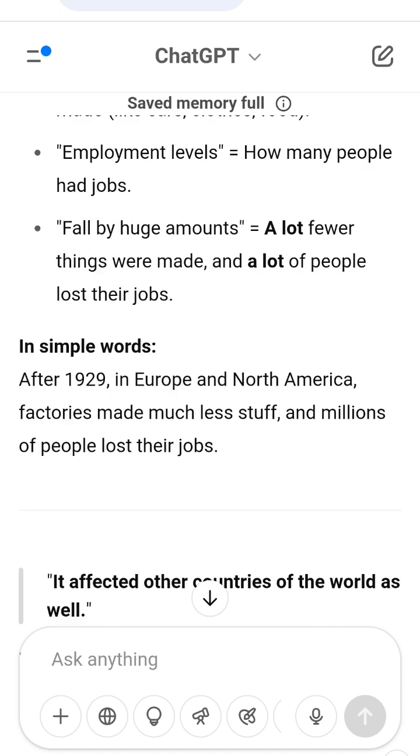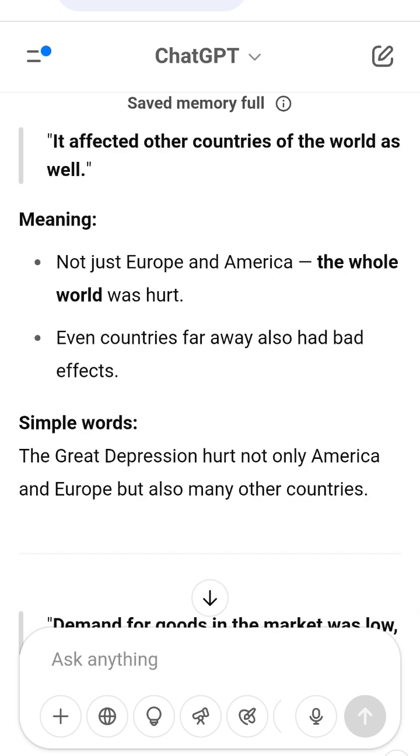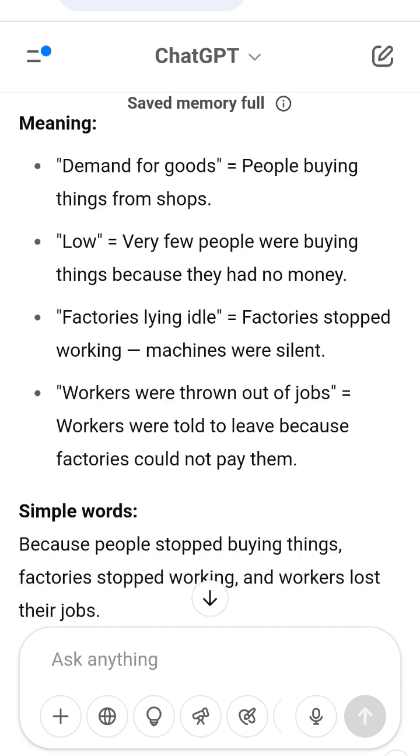People had less money, so they bought fewer things like food, clothes, cars. Because fewer people were buying, factories shut down. Many workers were fired and lost their jobs because factories didn't need them anymore.